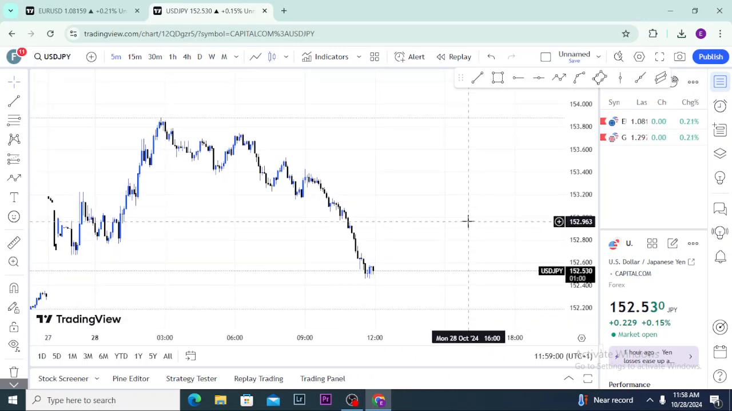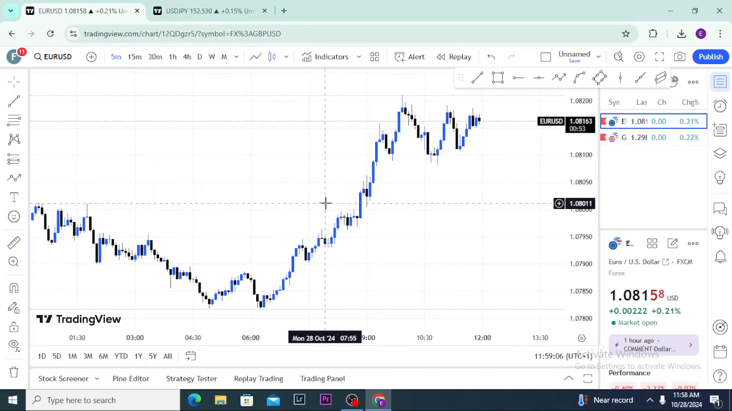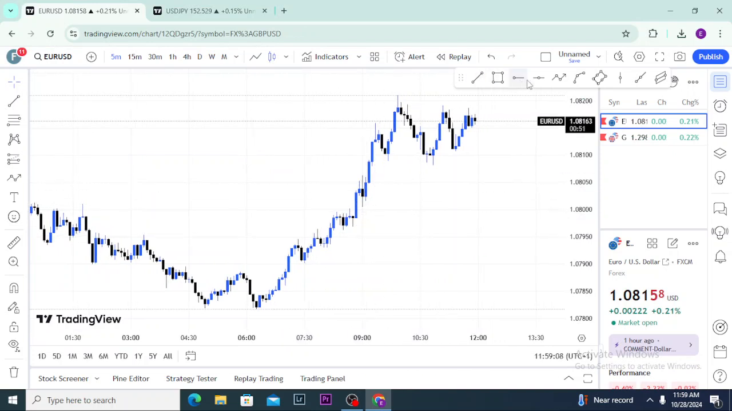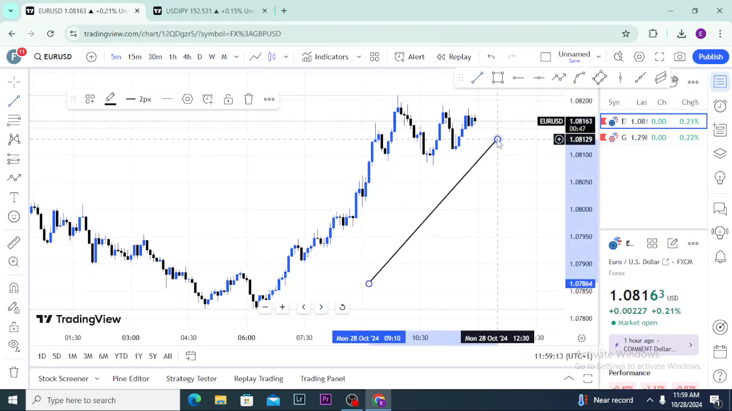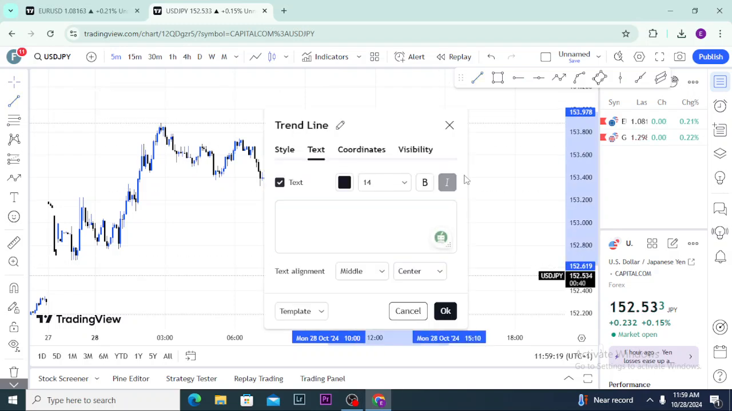Now, if you look very well on the 5 minutes time frame, USDJPY is selling. Then, if you move to EURUSD, it is actually bullish. We're having a bullish market on EURUSD, and then we're having a bearish market on USDJPY. This is how it moves, guys.